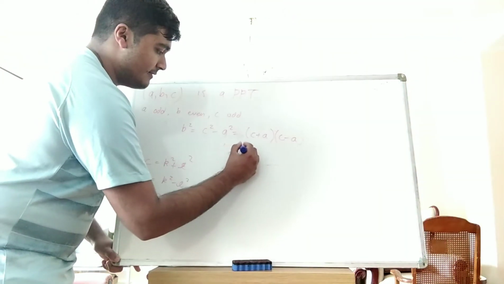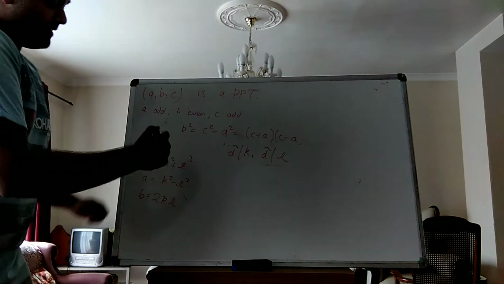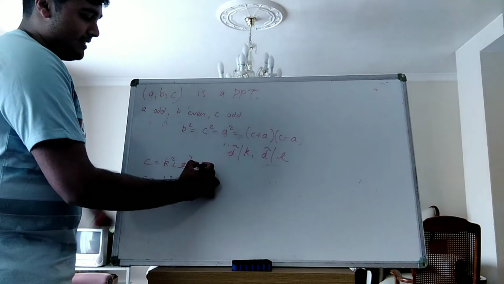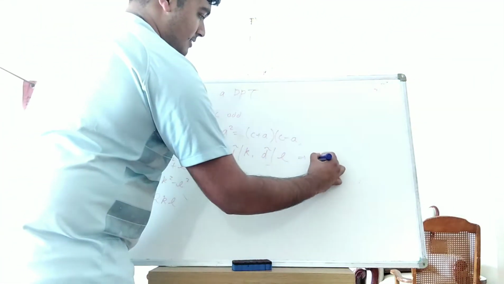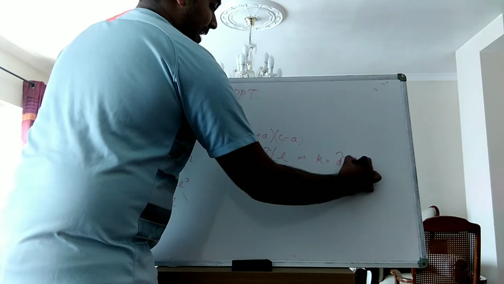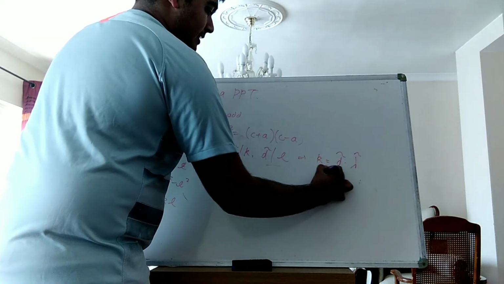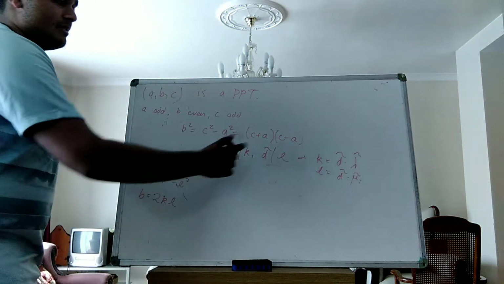So d tilde divides k and d tilde divides l. Then we have that this thing here is d, so that k equals d tilde times some lambda tilde, and l equals d tilde times some mu tilde, where these are all integers.